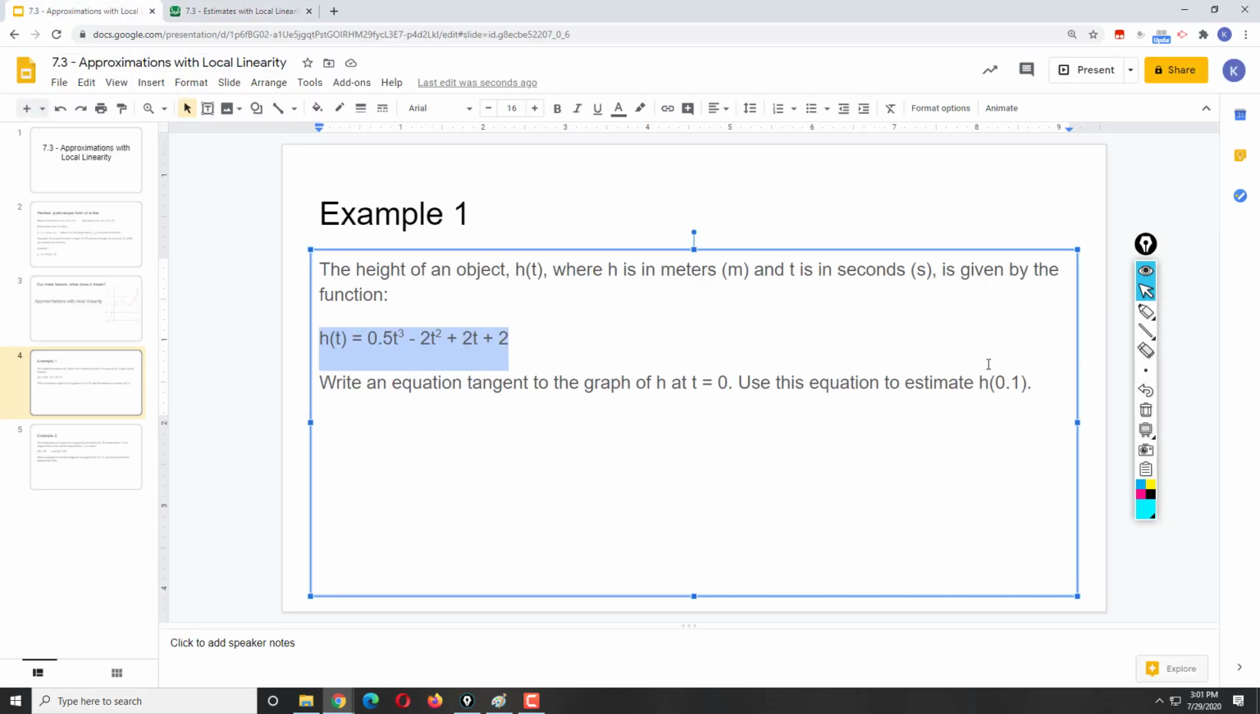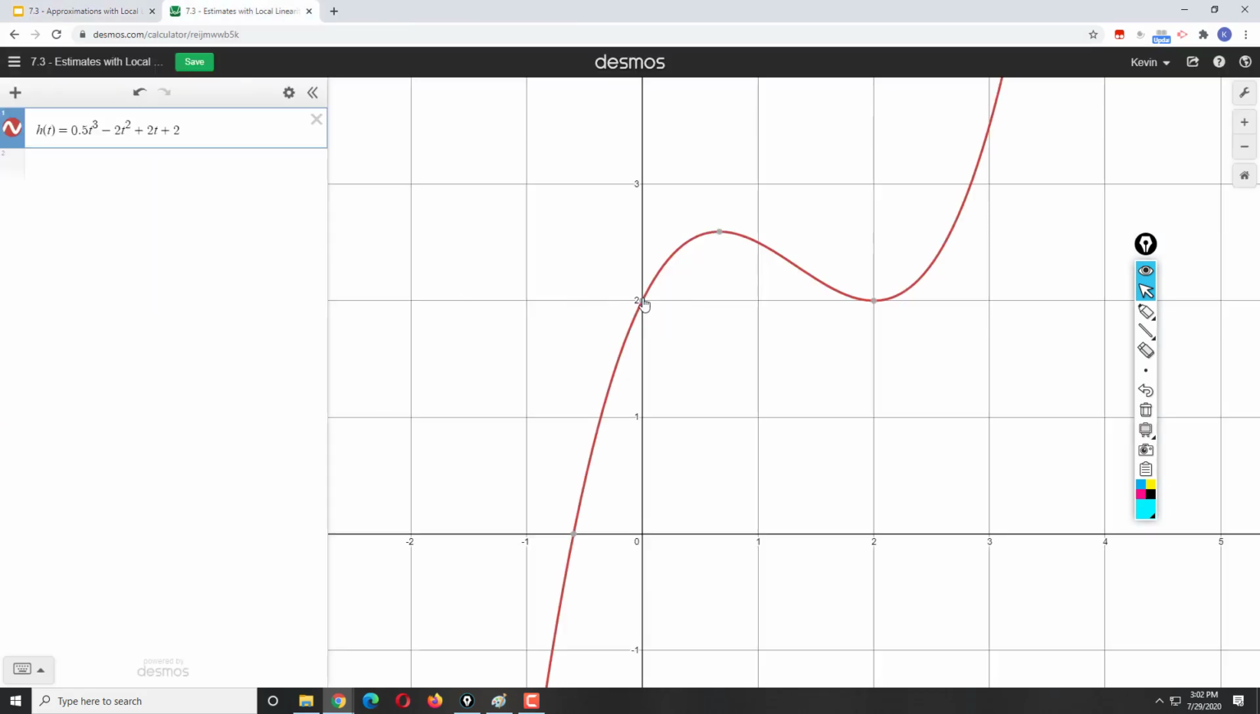We want to estimate h at 0.1. We want to know what h is when t is 0.1. So we want something very close to 0, but not exactly. 0.1, like right around here. In fact, according to this graph, in decimals, it's 2.18. But we're going to estimate and get something close to it.